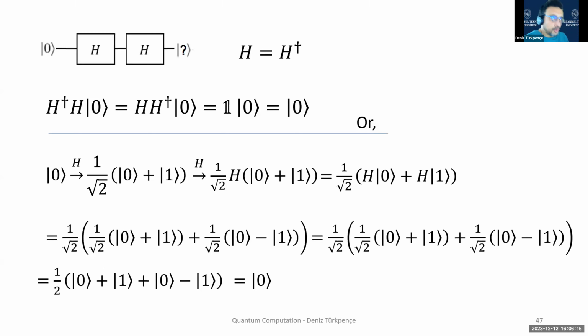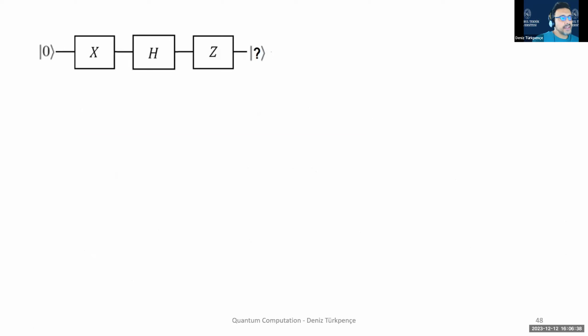But of course, this is valid in theory. If you apply these quantum gates in an IBM quantum computer, in a real quantum computer, you will see that you will not be able to obtain this initial state. There are going to be some very slight differences coming from the noise. This is a whole other story, okay?